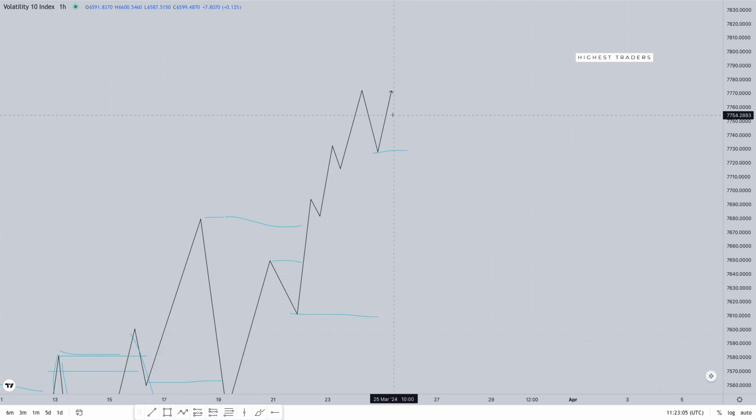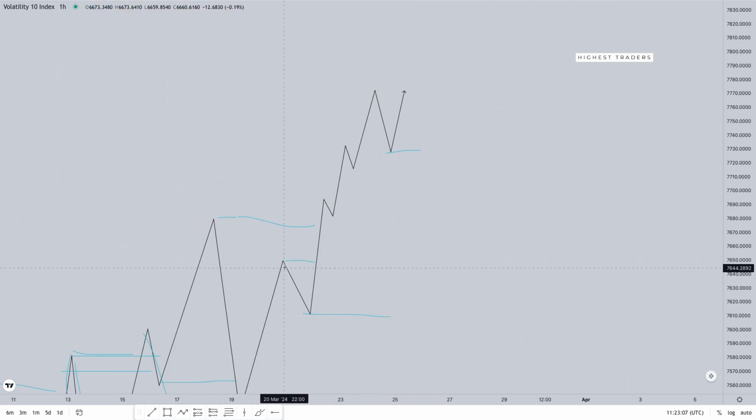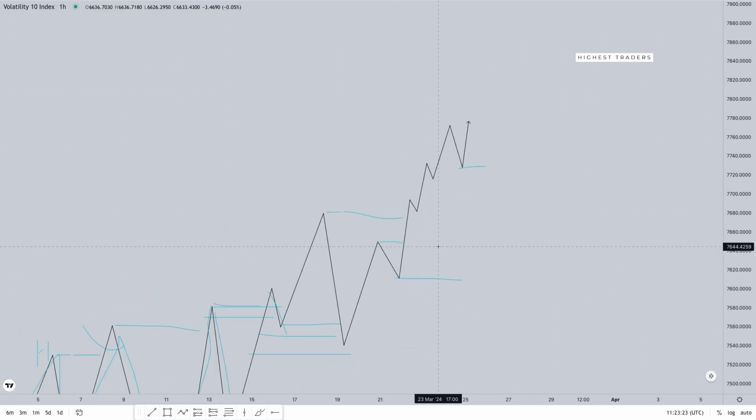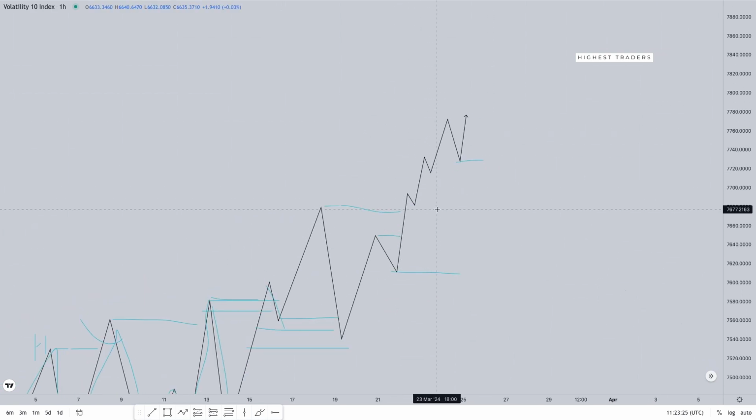For an inducement to be valid, it needs to be a significant pullback, and the push after the pullback needs to close significantly above the swing point that started creating the pullback. So that is how to identify significant pullbacks, sorry, significant inducement.